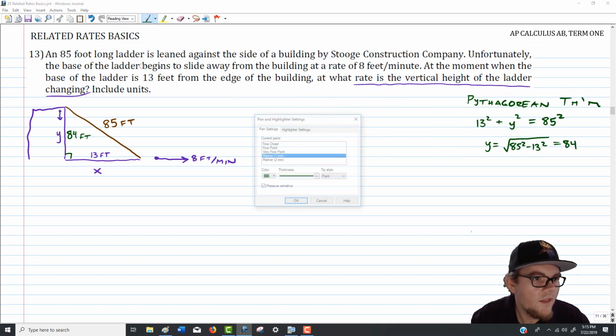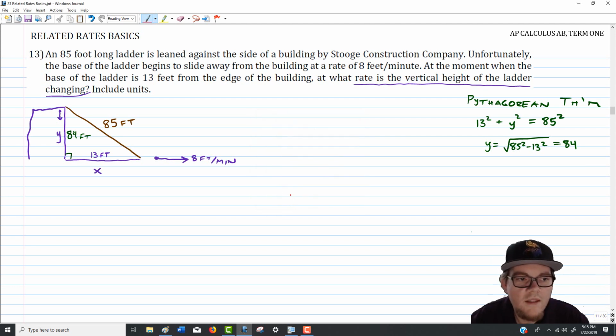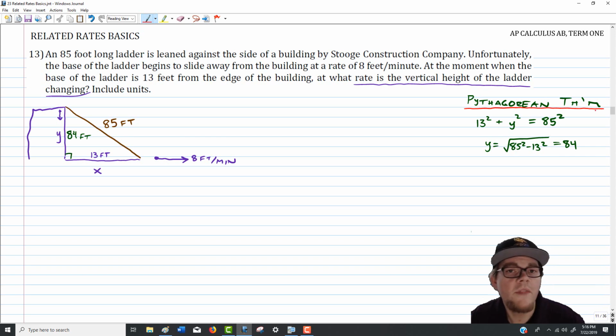Now second, we've got to think about the actual equation we're going to need to take into account in order to relate these rates. And that equation is going to be the exact same one we were considering before, the Pythagorean theorem.